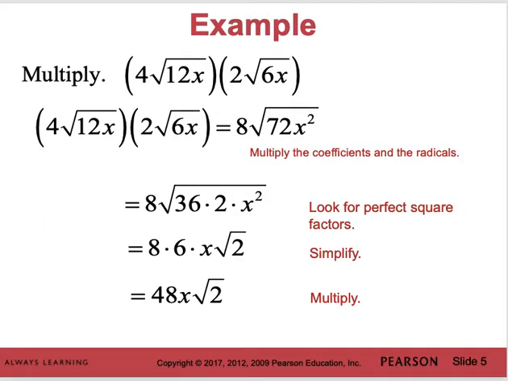So let's try that one more time. Multiply the coefficients. So we would have 4 times 2, which gives us 8. Multiply your radicals. 12 times 6 is 72. X times x is x squared. Again, we end up with 72x squared, so we can ask ourselves, can this be simplified into a perfect square? One of the numbers that multiply to equal 72, 36 times 2. 36 is a perfect square.